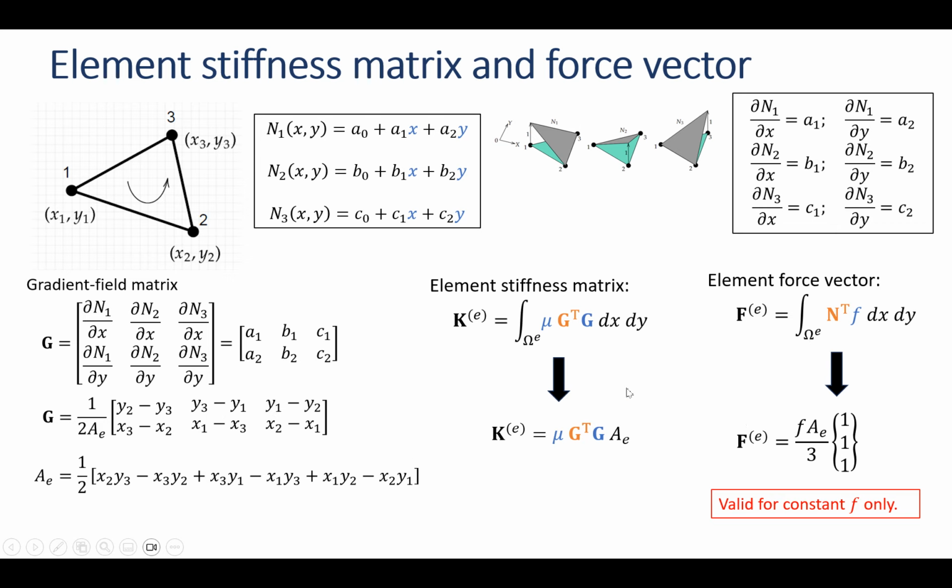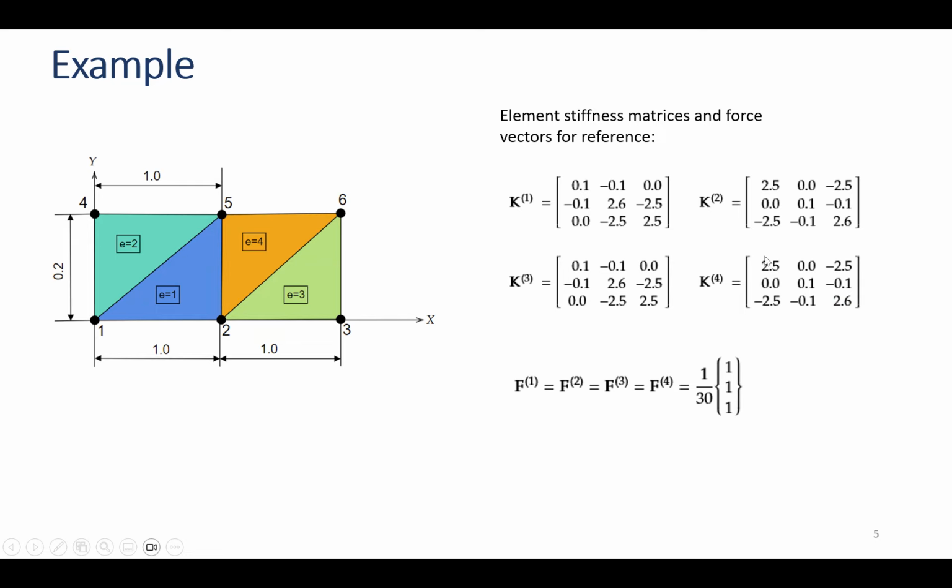Now, with these expressions for element stiffness matrix and element force vector, we can start coding. But before we do that, let's see how the assembly works. Okay. So for your reference, I have provided the element stiffness matrices for all the 4 elements, and since the area of the element is the same for all the 4 elements, the element force vectors would be the same for all the 4 elements. Okay, so this is for you to verify in case you make any mistake.